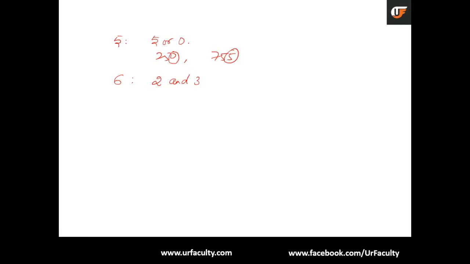So, let's say you are given a number 308. All that you need to do is check if it is divisible by 2. Is it divisible by 2? Yes. Why? Because the last digit is an even number. So it is divisible by 2. Now, is this divisible by 3?